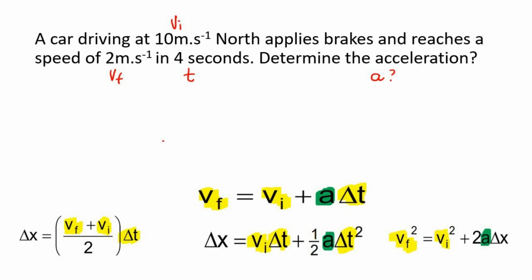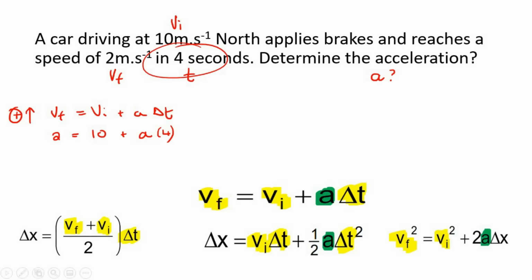So what we'll do is we'll choose a direction, or let's first write down our formula. Vf is equal to Vi plus A delta T. Choose a direction as positive. I'm going to just choose north as positive. North is positive. And so we can go fill everything in now. The final velocity was 2. The initial velocity was 10. The acceleration we don't know, and then the time is going to be 4 seconds.